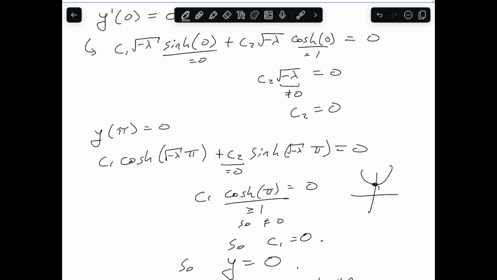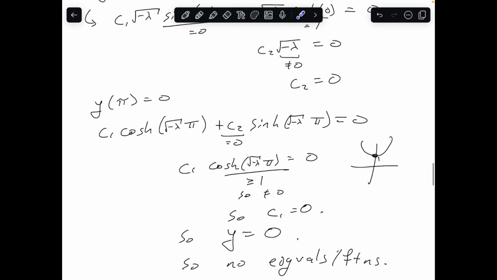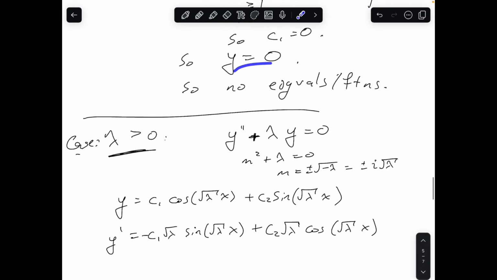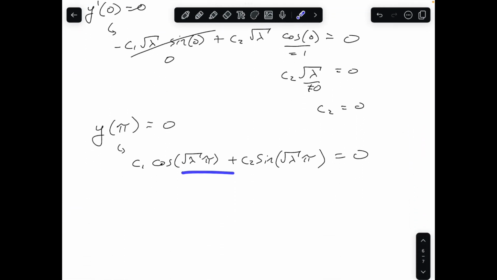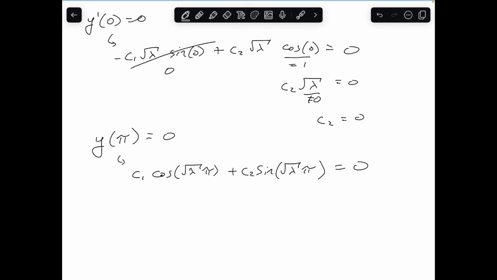Cosh of square root negative lambda times pi is greater than or equal to 1, and this still doesn't matter. This is just always a non-zero value, and so we still get the same conclusion. So nothing really affected us up there, but it will affect us down here. All right, so we have our condition.